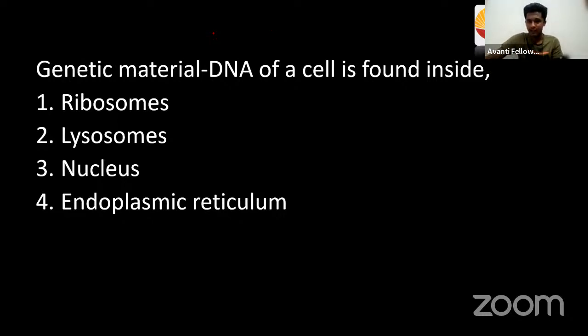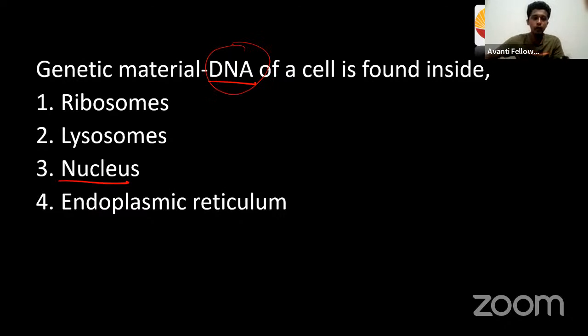Okay, your time is up. It's a very simple question, so I'll end the poll right now. The question asks, where is the genetic material, that is the DNA, found inside our cells? The very logical answer would be nucleus, because even if you don't know that DNA exists in the nucleus, you know that the nucleus controls the entire activities of the cell, right? The nucleus gets this capacity to control the entire cell because of the presence of the genetic material, that is DNA, within the nucleus.